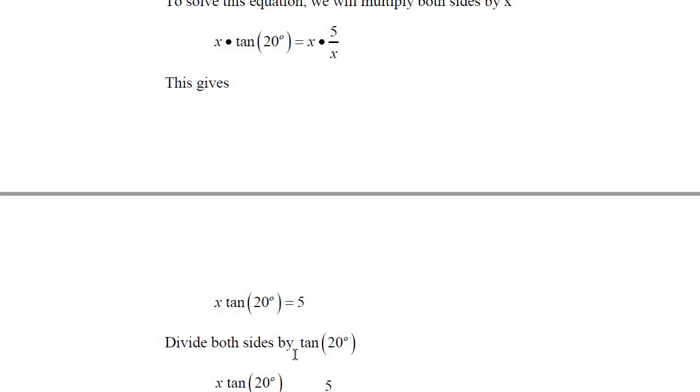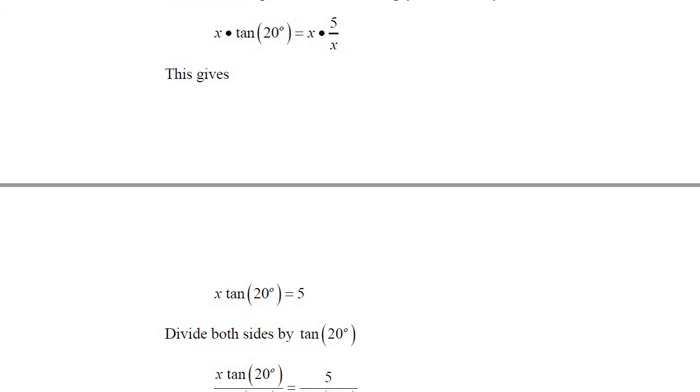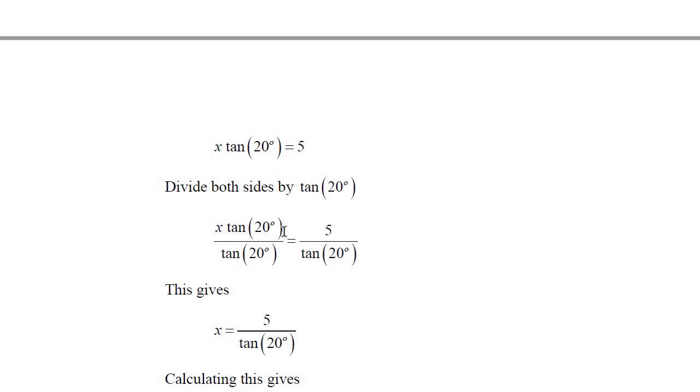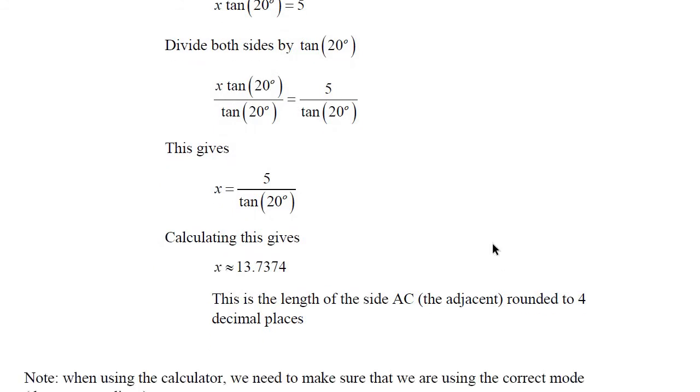I'm now going to divide both sides by the tangent of 20 degrees. So x times the tangent of 20 degrees divided by the tangent of 20 degrees is equal to 5 divided by the tangent of 20 degrees. Well, this side that has the x's, the tangents divide out, and that gives me x is equal to 5 divided by the tangent of 20 degrees. Grabbing my calculator, that's going to end up giving me that x is approximately equal to 13.7374, and that's my answer rounded to 4 decimal places.